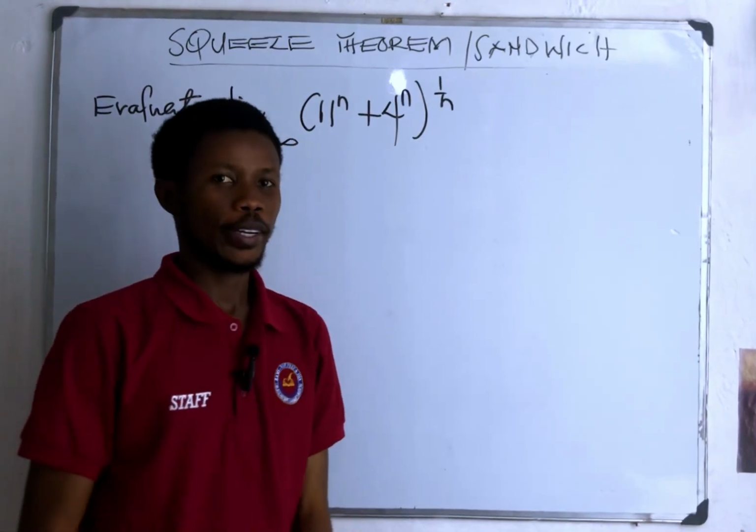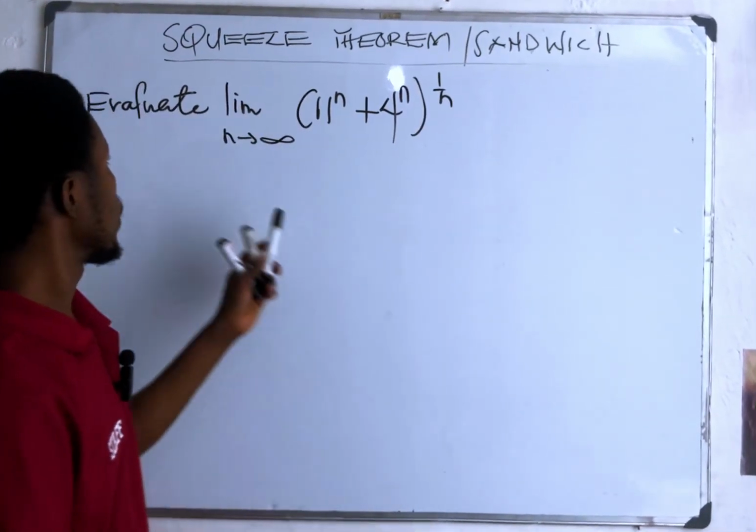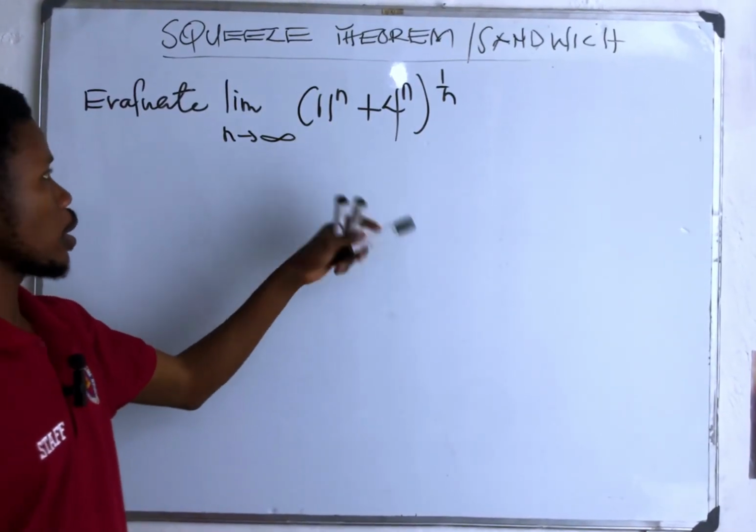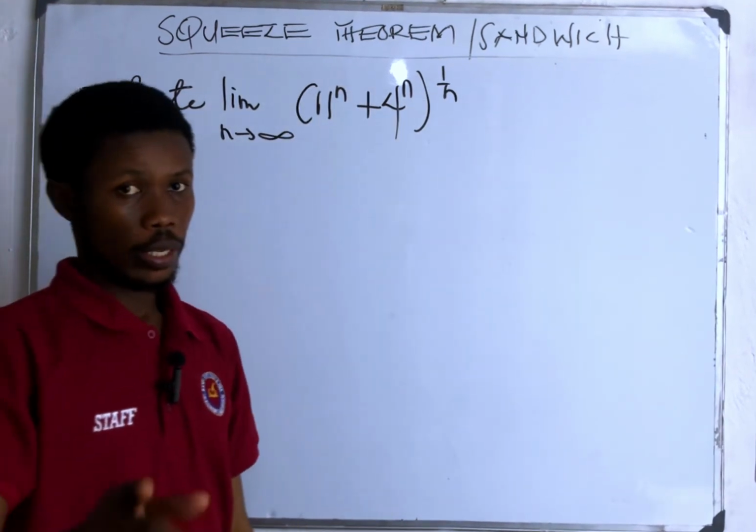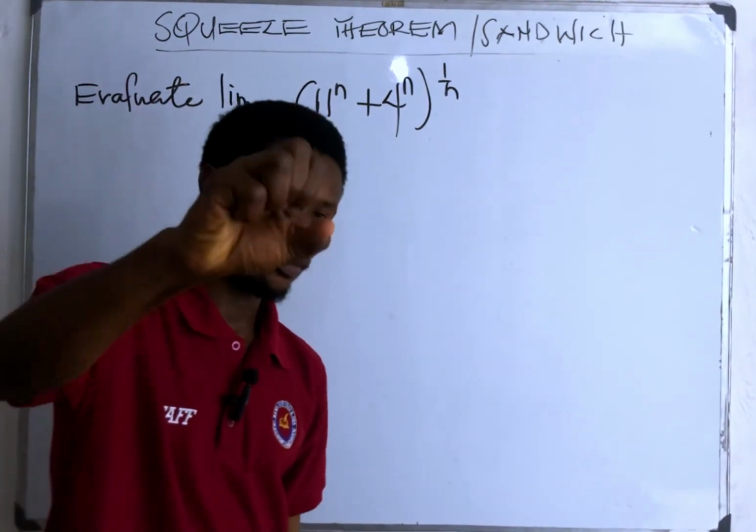Okay, now let's look at this one. Evaluate the limit as n approaches infinity of this. Here you need the squeeze theorem. You need to squeeze it.